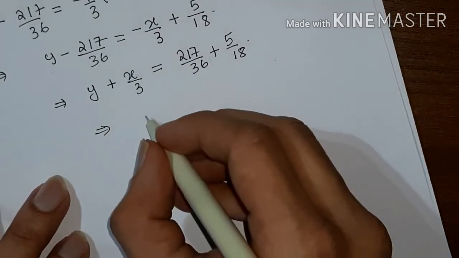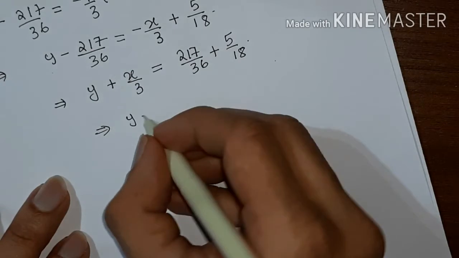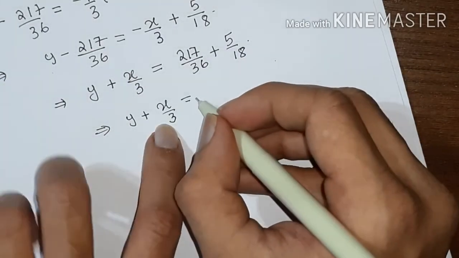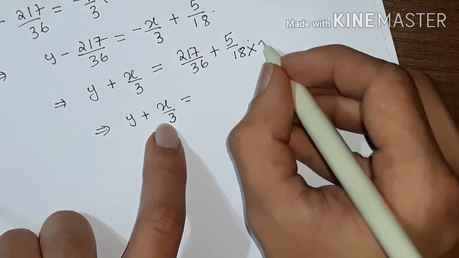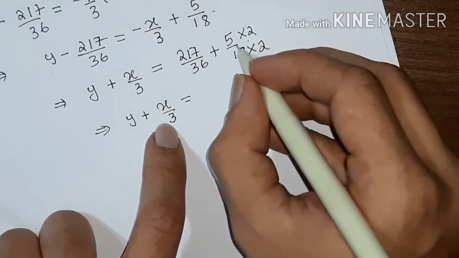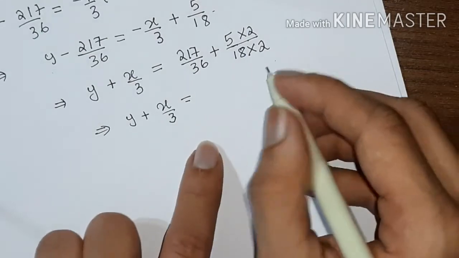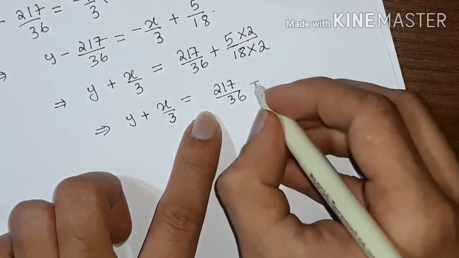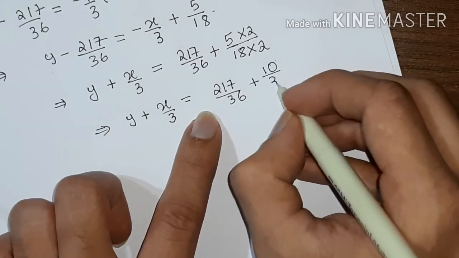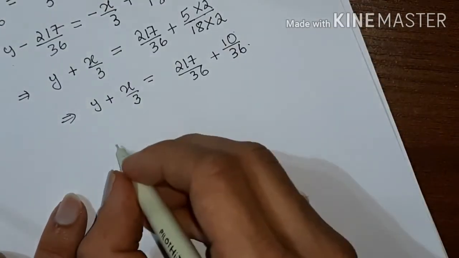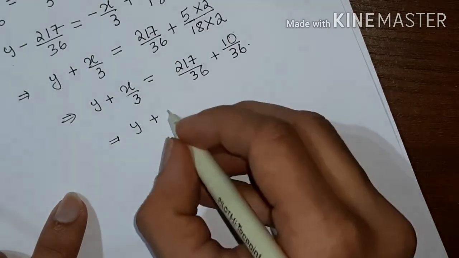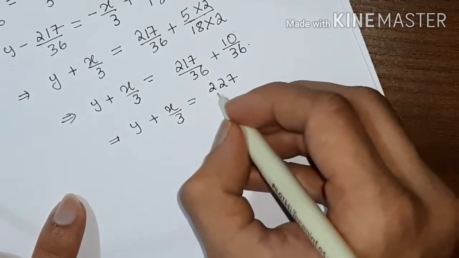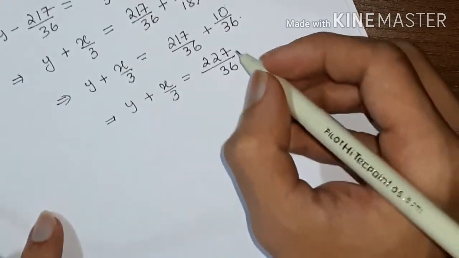Okay, so now if we simplify the right hand side, so this is y plus x divided by 3. Now here what I'll do is multiply it by 2 and divide by 2, to make the LCM as 36. So 217 divided by 36 plus 10 divided by 36, right? So that is y plus x divided by 3, which is equal to 227 divided by 36.